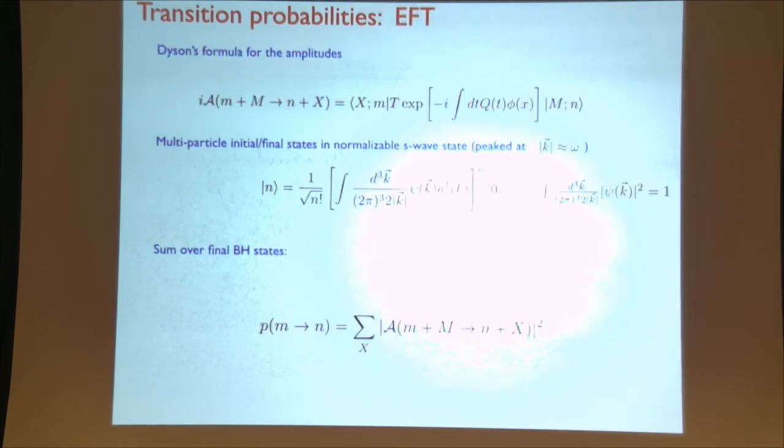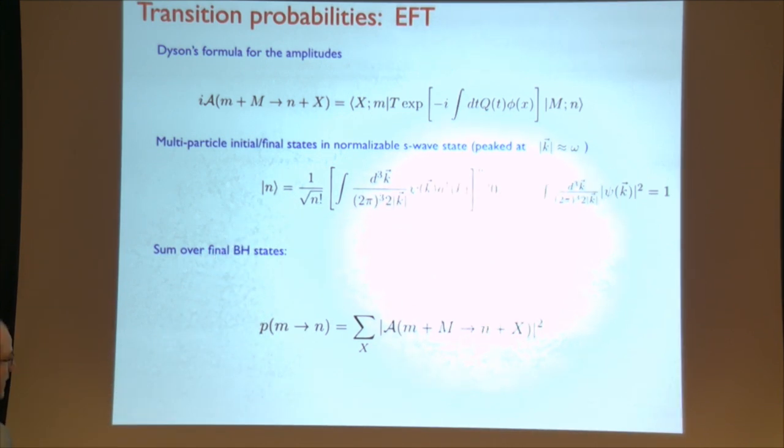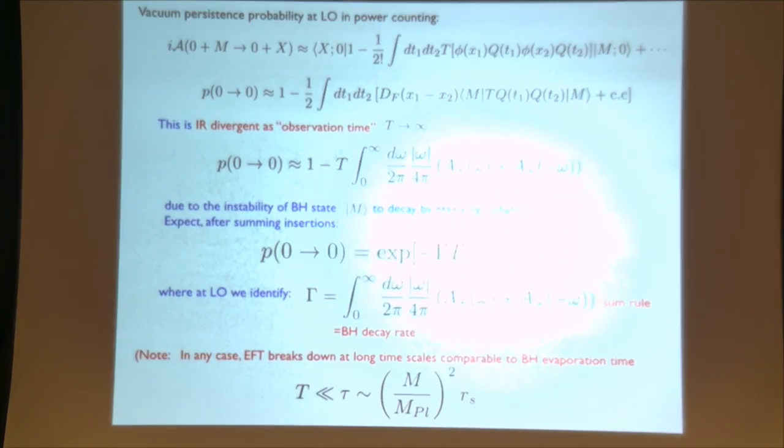That's the full theory. In the effective theory, we just compute probabilities using time-dependent perturbation theory in some n particle state, which is in a wave packet. And then the probabilities are obtained after summing over all the states of the black hole that are unobserved, all the final states. First, let me talk about vacuum to vacuum. That has a non-zero probability in the full theory. So we should compare that to what we get in the effective theory.